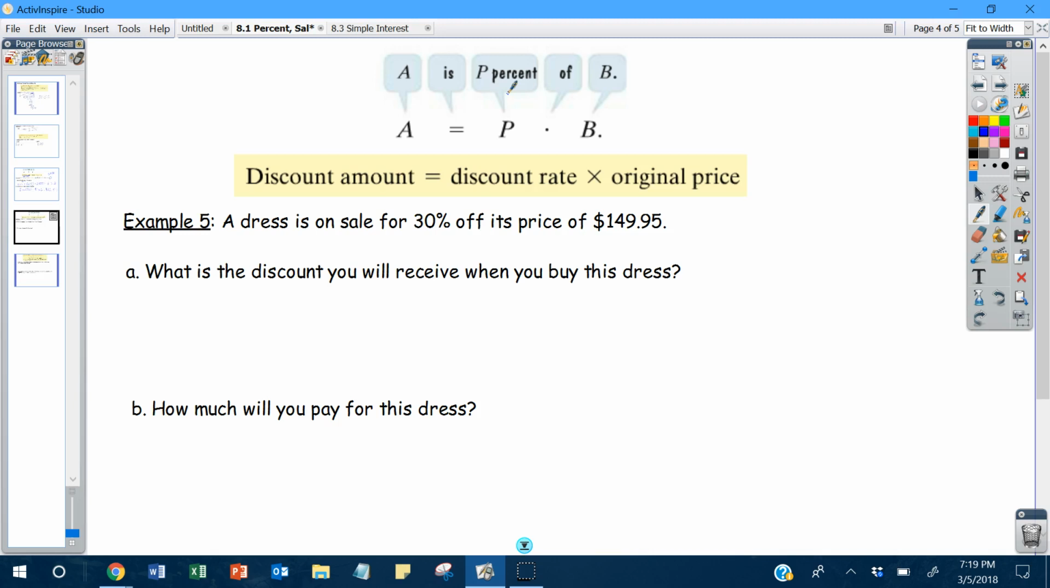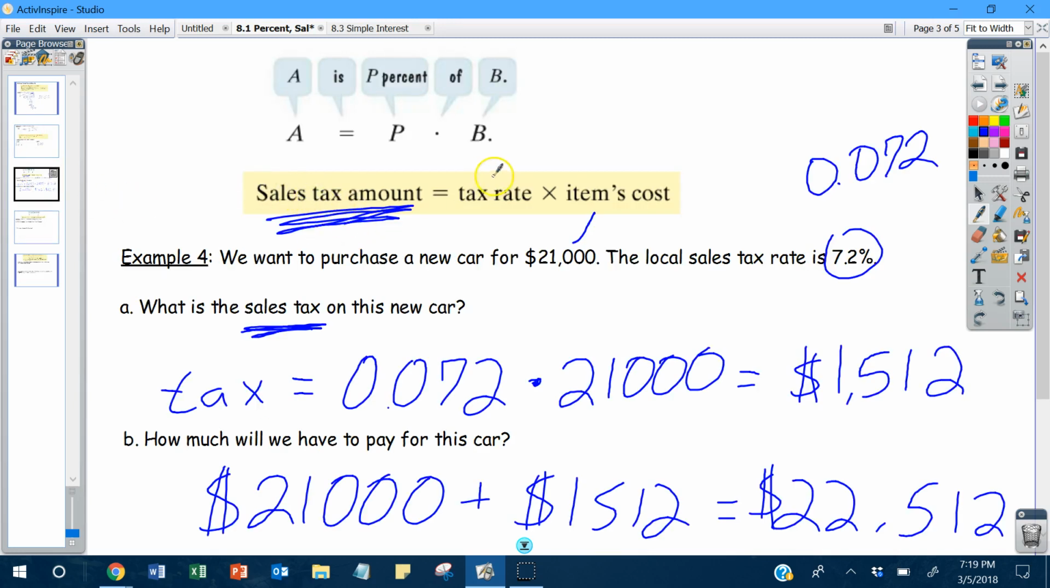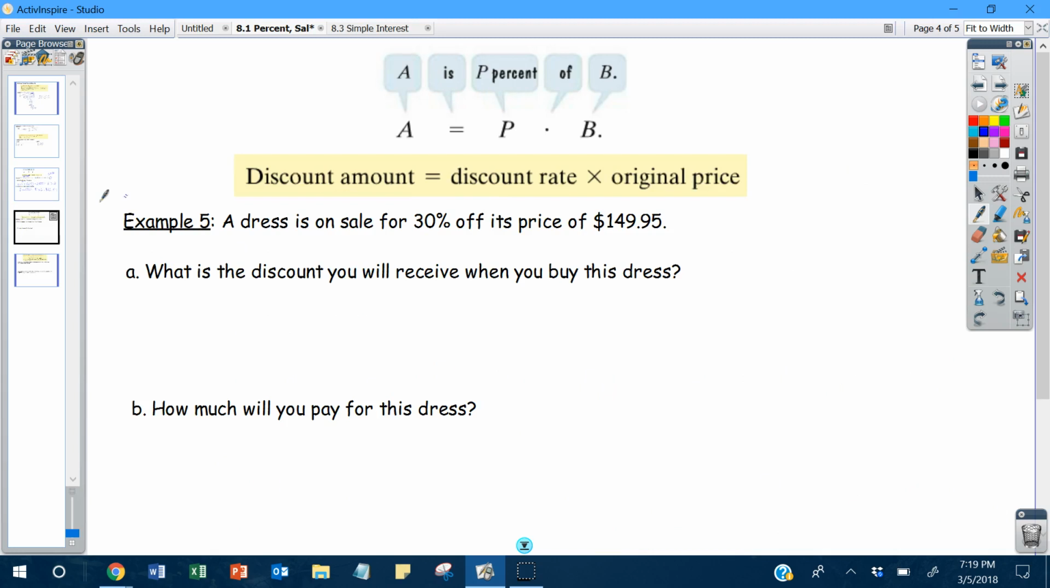In the last problem, we called these things taxes. Here, we're just going to call it a discount amount and a discount rate, as opposed to the sales tax amount and the sales tax rate. The problem works the exact same way. Okay, so here we have a dress on sale for 30% off. So there's the discount rate. And here's the original price of the dress.